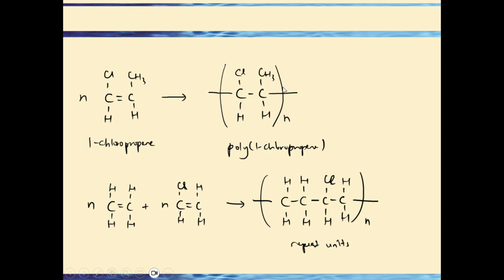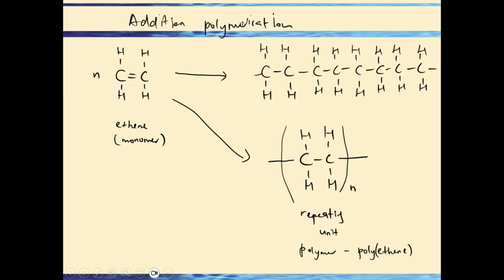Polymerization that uses one type of monomer is called a homopolymer. This is a type of homopolymer. This is also a type of homopolymer.